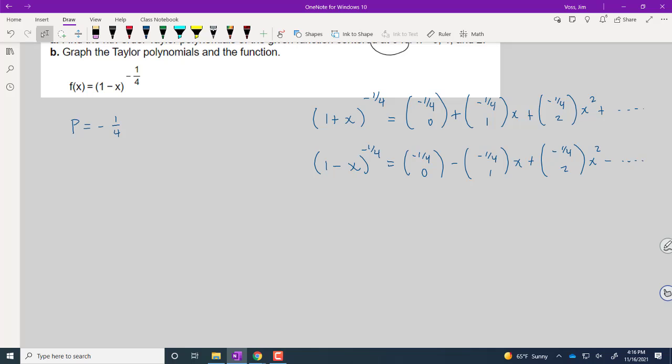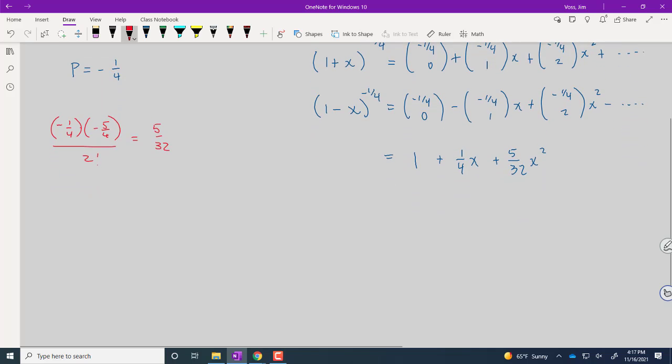So let's figure this out. -1/4 choose 0 is 1. There's only one way to pick 0 things out of a bag. And then -1/4 choose 1, that's always the p-value. So that's -1/4 times -1 is +1/4 x. And now we start getting to the ones where we need to do some work. So -1/4, if we subtract 1, what do we get? -5/4. And that's going to be over 2 factorial. So that will be 5 over 32. So that is going to be this coefficient, plus 5 over 32 x squared. And let's go one more, because we usually do first 4 non-zero terms.